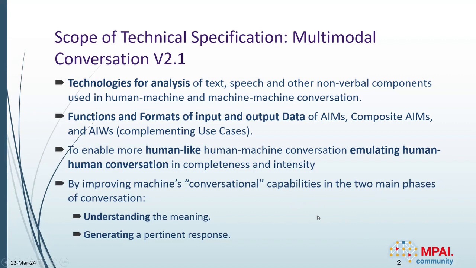And another scope is to enable more human-like human-machine conversation, emulating human conversation in completeness and intensity. And by improving machines' conversational capabilities in the two main phases of conversation. One is to understand the meaning, and the other one is generating a pertinent response. We pursue the naturalness of the conversation between the human and machine, or machine and machine.